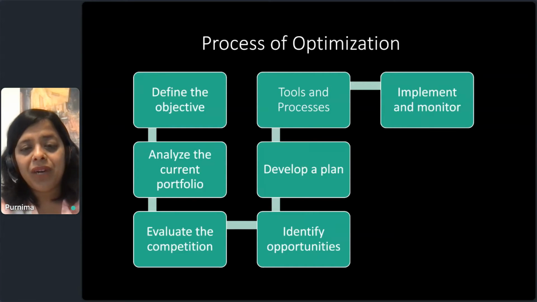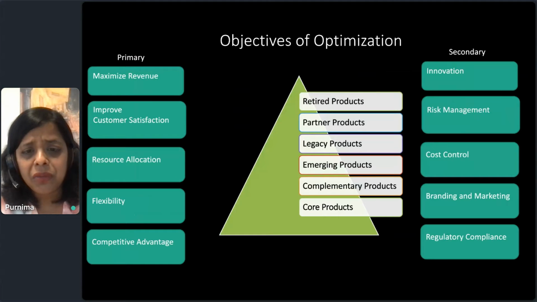And then once everything is set, you go into implement and monitor. And does it stop with that? No. It is actually a cyclical process. You might come back to defining the objective all over again once you start monitoring, because the whole point of you doing this is being proactive about what's coming in the industry. How do I keep my product up to the market, up to the trends, in line with where we are going? So what are the different objectives of optimization?